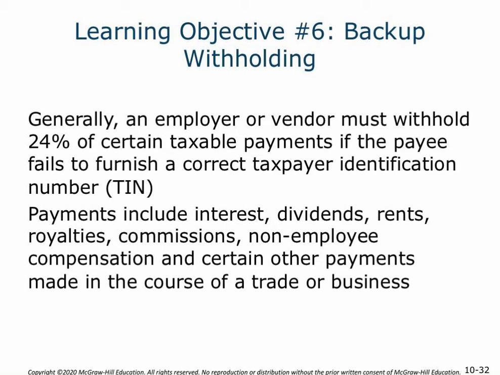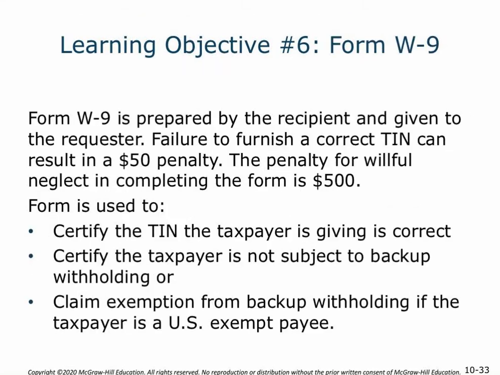So backup withholding of 24%, backup withholding might come into play. An employer must withhold 24% of certain taxable payments to the payee if they fail to furnish a taxpayer identification number. And those payments could include interest, dividends, rents, royalties, commissions, and certain payments made in the course of a trade or business. So the linchpin that we're looking at here is that the employer is still going to have to withhold an amount, and that amount is 24% of those certain taxable payments if the payee fails to furnish the correct taxpayer identification number for the employee.